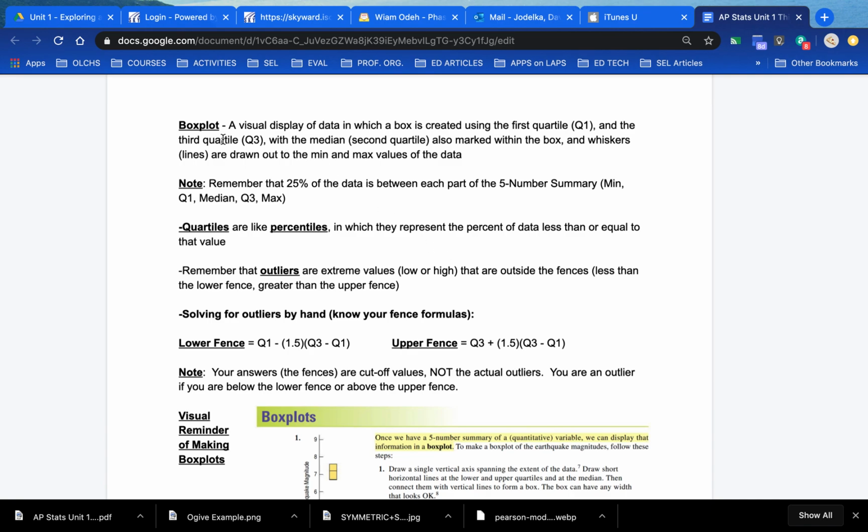So quartile is just because they're all 25% increments. First quartile is like the 25th percentile. The median is the 50th percentile. Q3, the third quartile, is the 75th percentile.